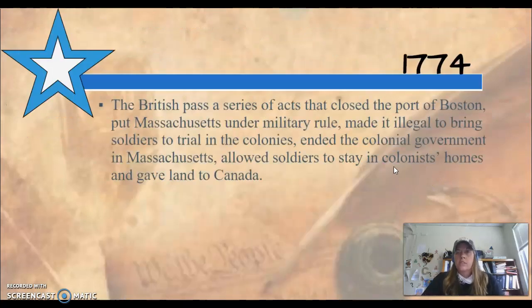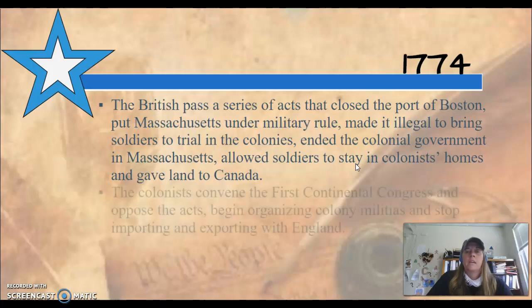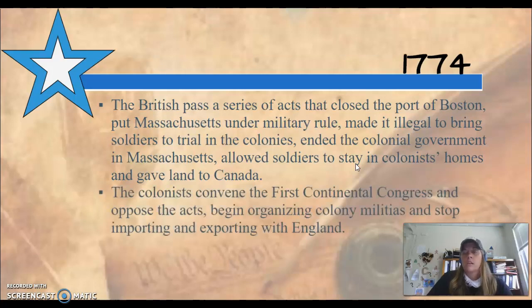So the British passed a series of acts that closed the port of Boston, put Massachusetts under military rule, made it illegal to bring soldiers to trial in the colonies. So any of the soldiers that were British could not be put on trial for any of their actions, and they end the colonial government in Massachusetts. And now soldiers move into the colonists' homes for good.